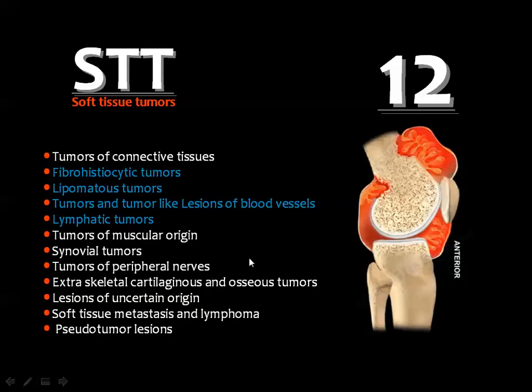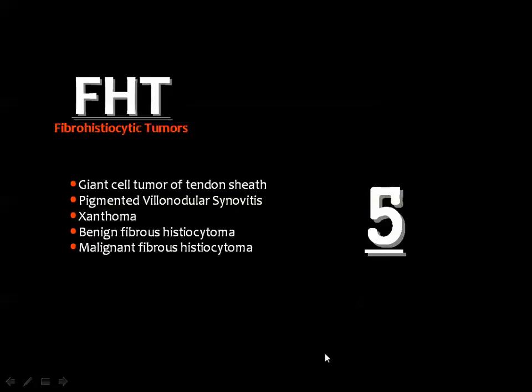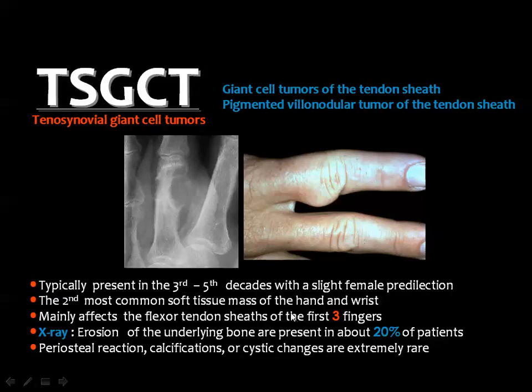Now, in the second part, we will deal with the fibrohistiocytic tumors, the tumors of fat, the tumors of the blood vessels, as well as the tumors of the lymphatics. Starting with fibrohistiocytic tumors, we have five main lesions, which are the giant cell tumor of the tendon sheath, pigmented villonodular synovitis, the xanthoma, benign fibrous histiocytoma, and the malignant fibrous histiocytoma.